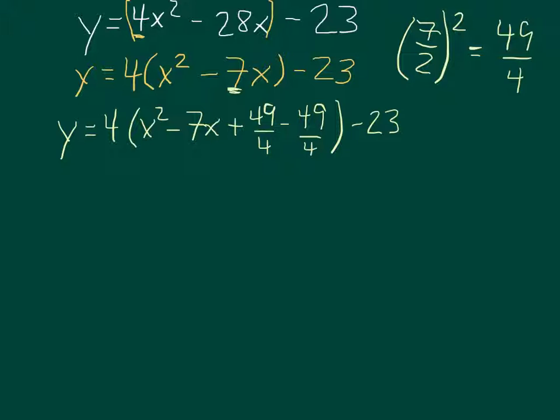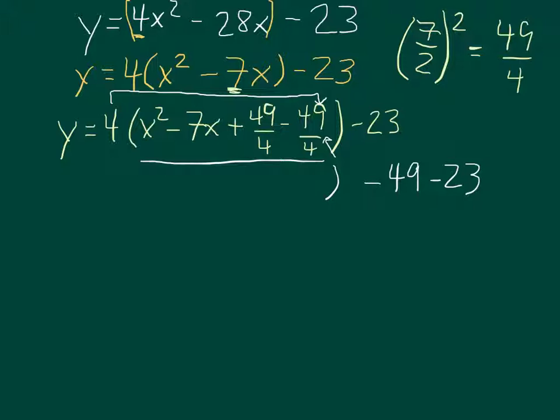Now we need to get this middle trinomial. We want it to be a perfect square, which means I have to get rid of this. And the way to get rid of that, or to kick it out of the brackets, is to multiply it by that coefficient out front. So we're going to multiply it by the 4. So 4 times negative 49 over 4 gives me a negative 49. So out the back here, eventually we're going to kick out a negative 49. There's already a minus 23 out there. And then what we're left with is y equals 4 times x squared minus 7x plus 49 over 4.